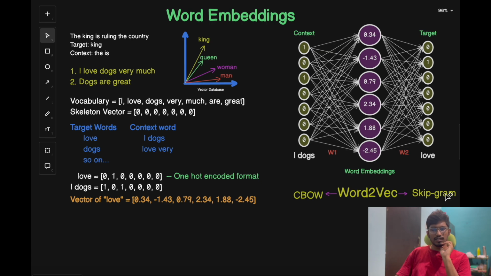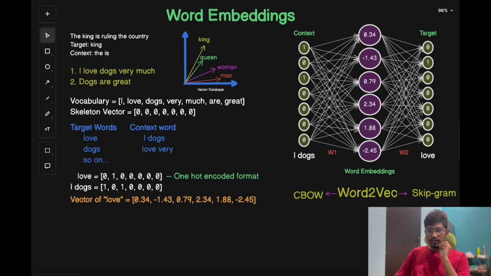So CBOW is continuous bag of words. We have two techniques to implement Word2Vec. CBOW tries to predict a target word based on the surrounding context words. Given the sentence, the king is ruling the kingdom, CBOW will try to predict the word king by looking at the neighboring words like the, is, ruling, etc. So CBOW is essentially asking what word should go in the middle based on its neighbors.